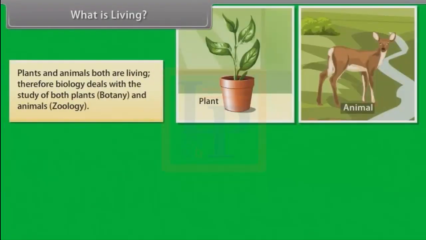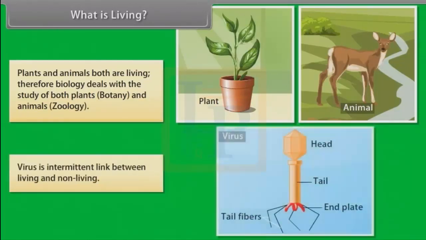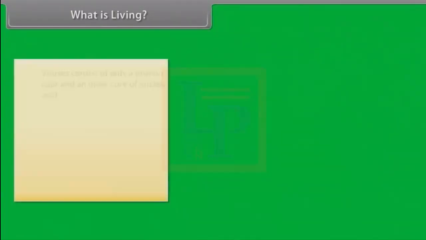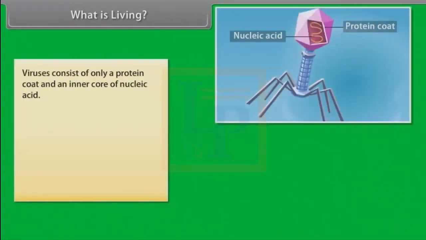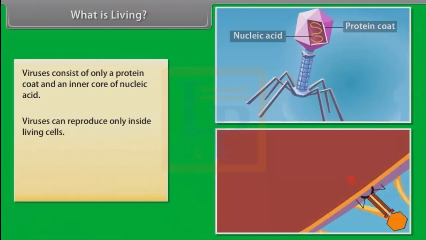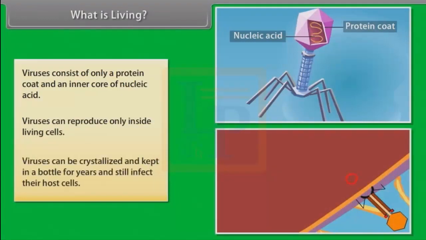Plants and animals both are living, therefore biology deals with the study of both plants, botany, and animals, zoology. Virus is an intermittent link between living and non-living. Viruses consist of only a protein coat and an inner core of nucleic acid. Viruses can reproduce only inside living cells. Viruses can be crystallized and kept in a bottle for years and still infect their host cells.